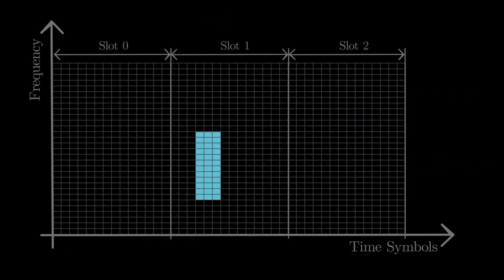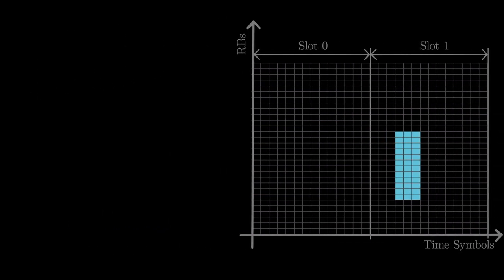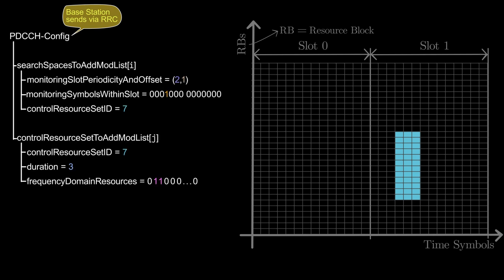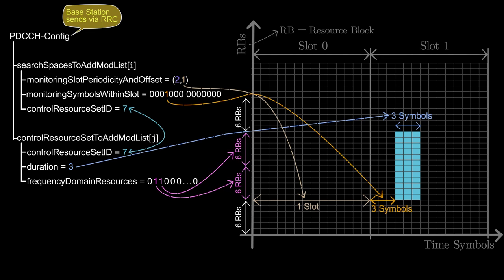The timing and frequency of CORESET is indicated in the parameter structure PDCCH-Config. This parameter structure is sent from base station to UE via RRC messages. Here is an example of a PDCCH-Config and the corresponding CORESET allocations. Next, I will explain each of these parameters.